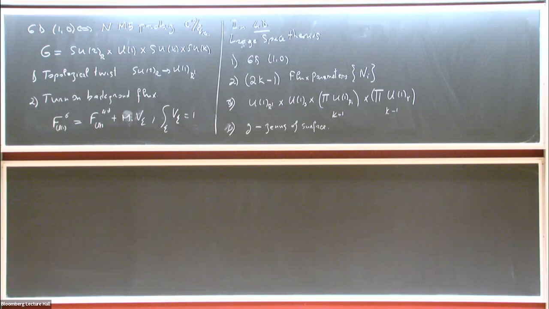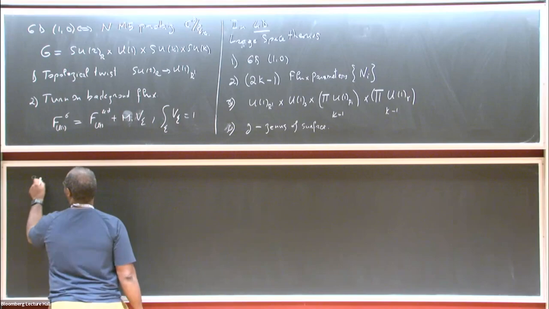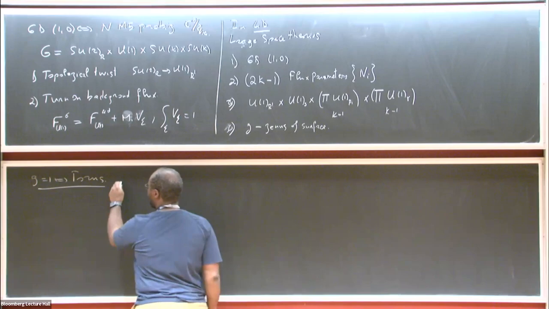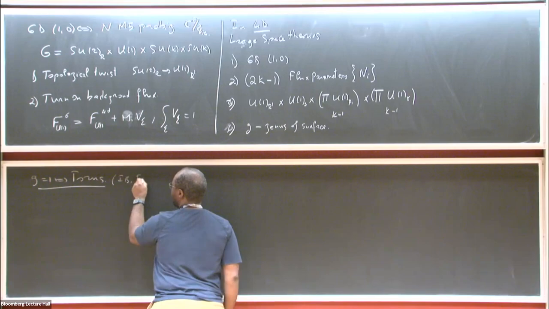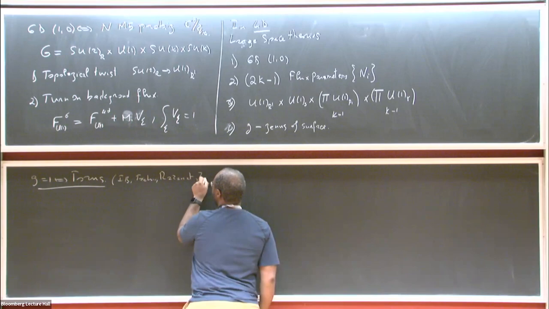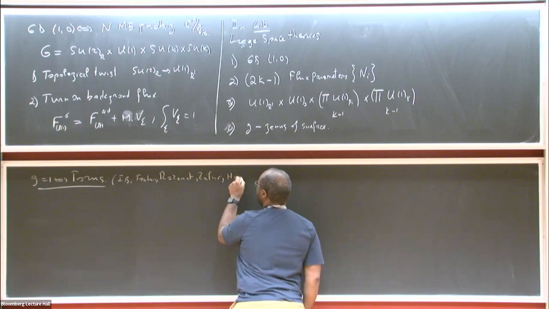So a context where you can clearly see that you get free fields is, let's consider the case where we have genus one, so we have a torus. This story has been studied in a couple of ways. There was a paper some time ago that I wrote with Tachikawa, and also Ohmori and Morioka.